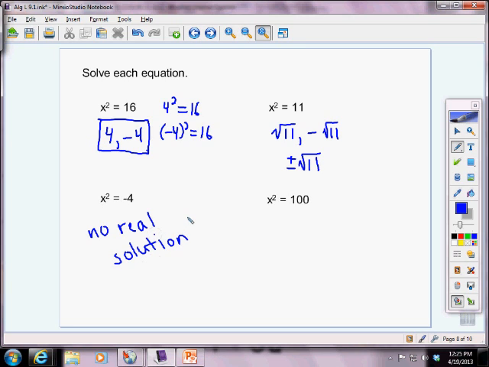Okay, and looking at the last one. This is a number greater than 0, so it's going to have two solutions. What number times itself equals 100? What is the square root of 100? Both positive and negative 10. Okay. So again, these are simple, easy quadratic equations we can solve by taking the square root.